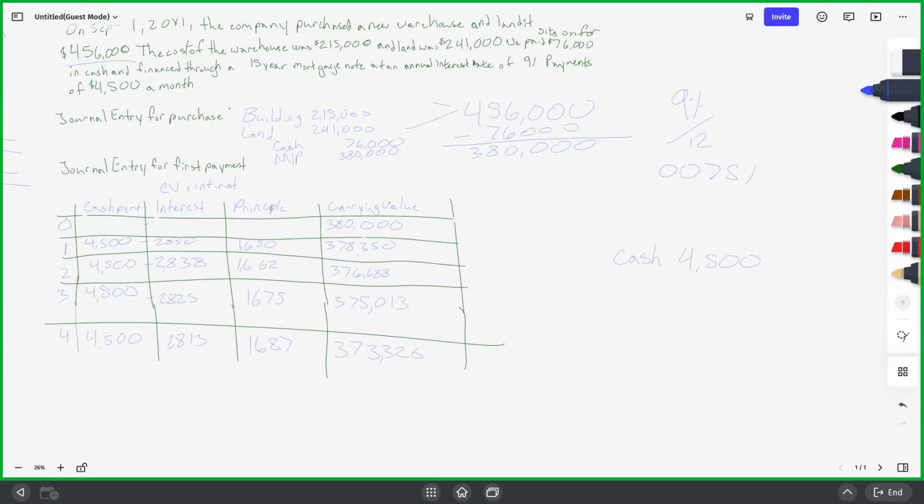Now, do we credit or debit mortgage payable? Debit mortgage payable, and what's the number we're using? I erased the numbers, but we have the numbers up here. It's the principal payment of 1650. And then what's the last one? Interest expense.